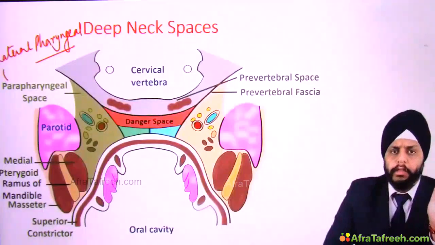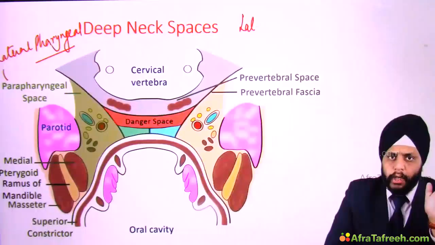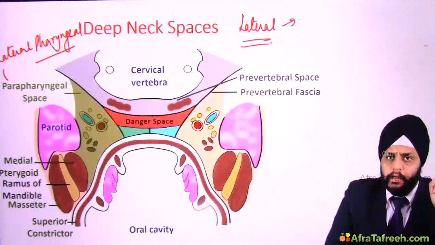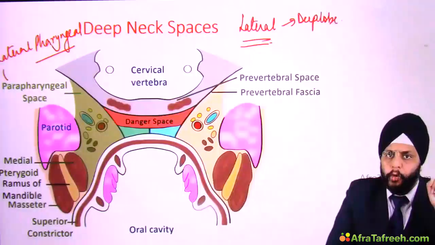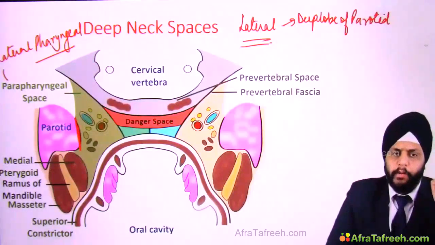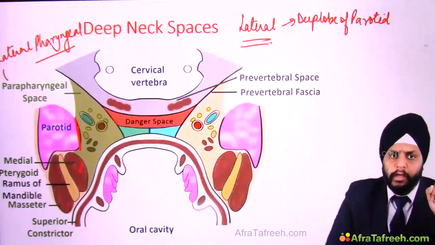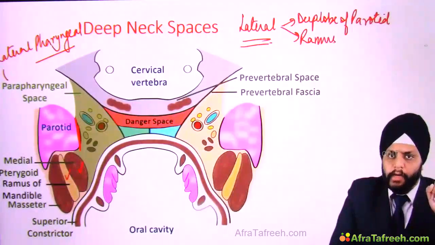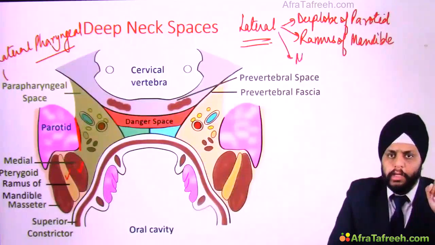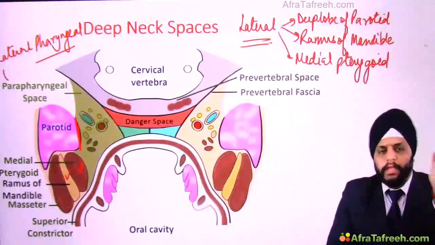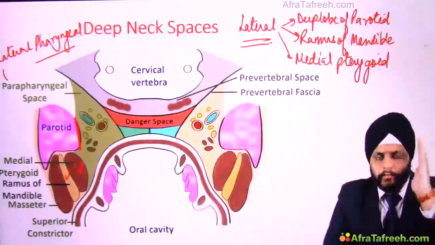So what is there on the lateral aspect of the parapharyngeal space? On the lateral aspect, number one, you see the deep lobe of the parotid gland. What else do you see? You see the medial pterygoid and you see the ramus of the mandible. Right? So there is the ramus of the mandible, and on it we have the attachment of the medial pterygoid muscle. Okay, so that is the lateral boundary of the parapharyngeal space.